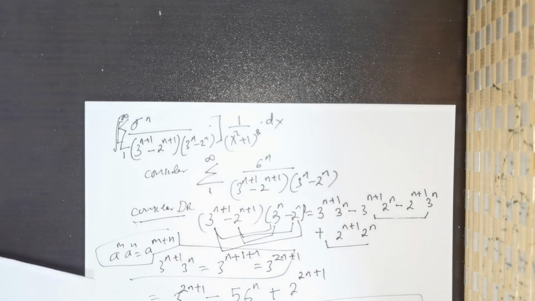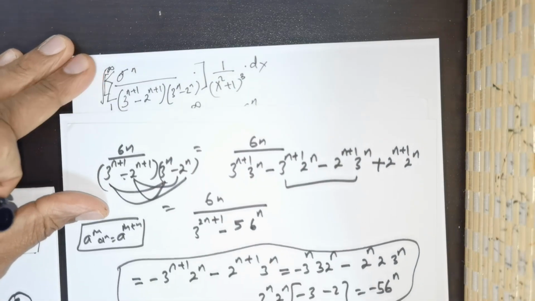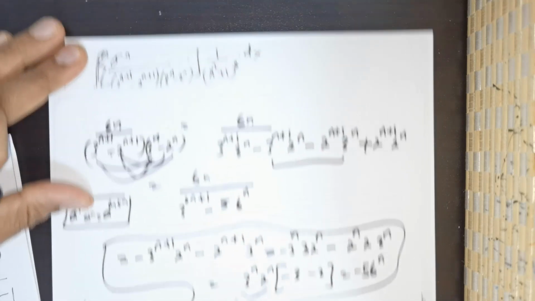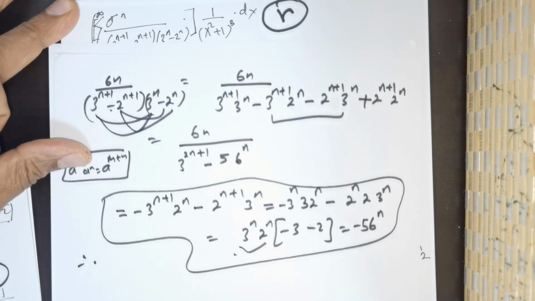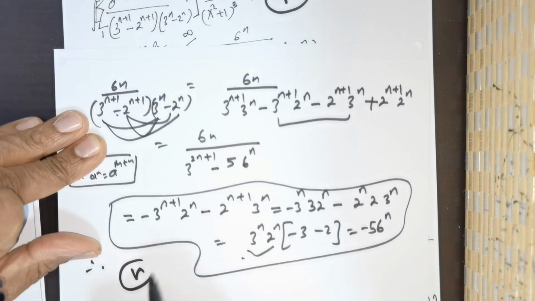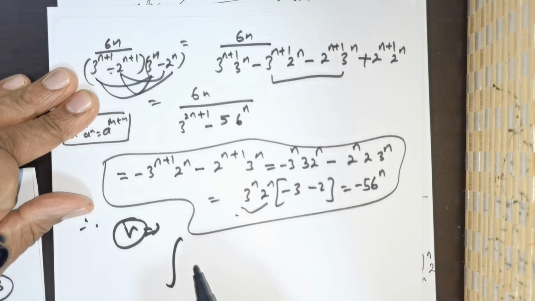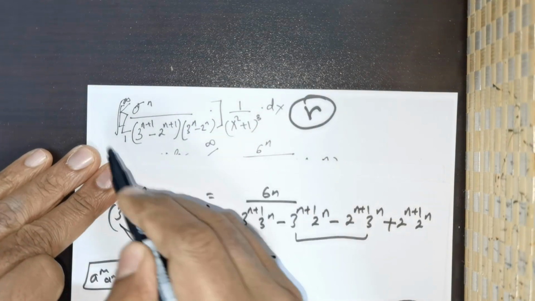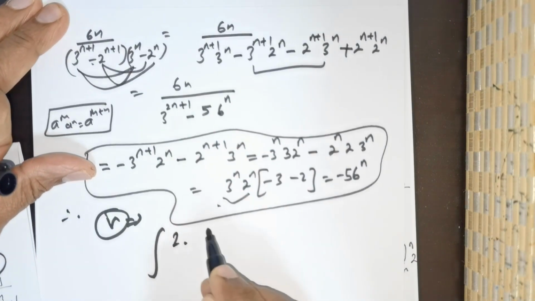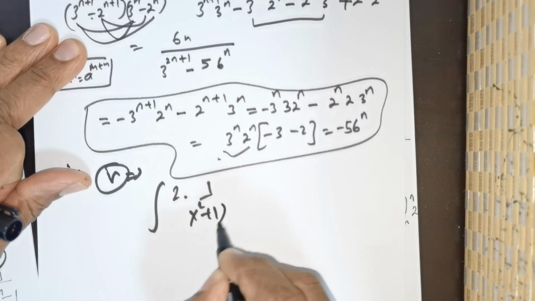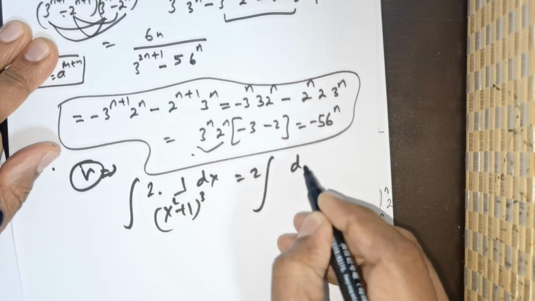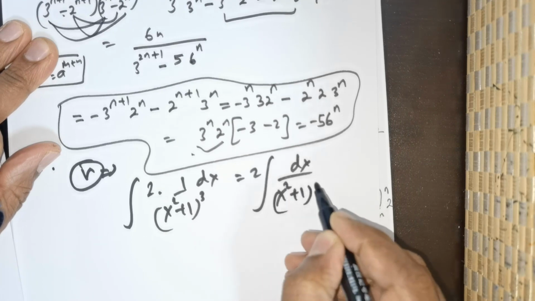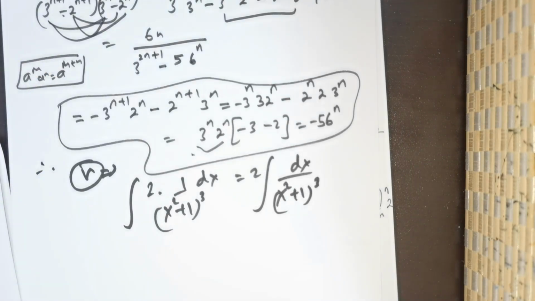Now I need to integrate this. So therefore if I were to take this as say some gamma, gamma becomes equal to the integral, the sum that we have just calculated is 2, times 1 over (x squared plus 1) raised to the power of 3 times dx, which is equal to 2 times the integral dx over (x squared plus 1) raised to the power of 3. So how are we going to integrate this?